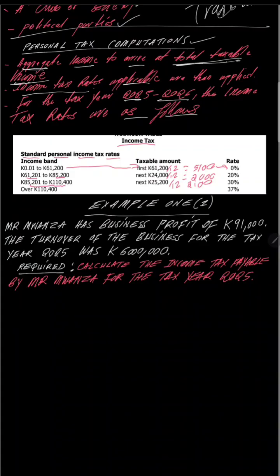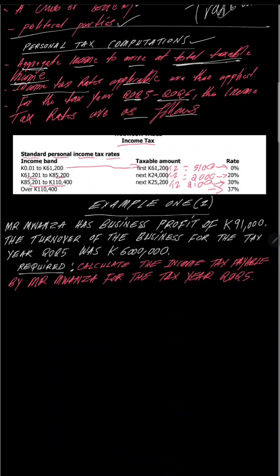So the monthly tax-free amount is 5,100. The annual tax-free amount is 61,200. The next amount, monthly 2,000, is taxed at 20%. The next amount, 2,100, is taxed at 30%. Anything in excess of that is taxed at the highest tax rate, which is 37%.